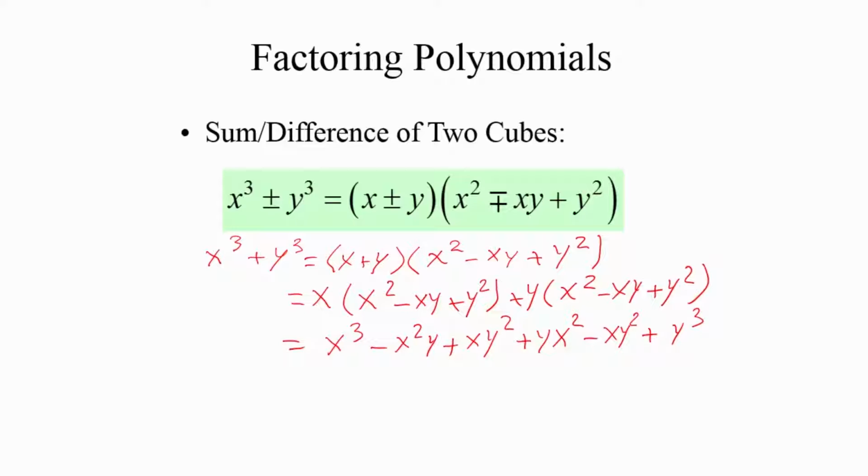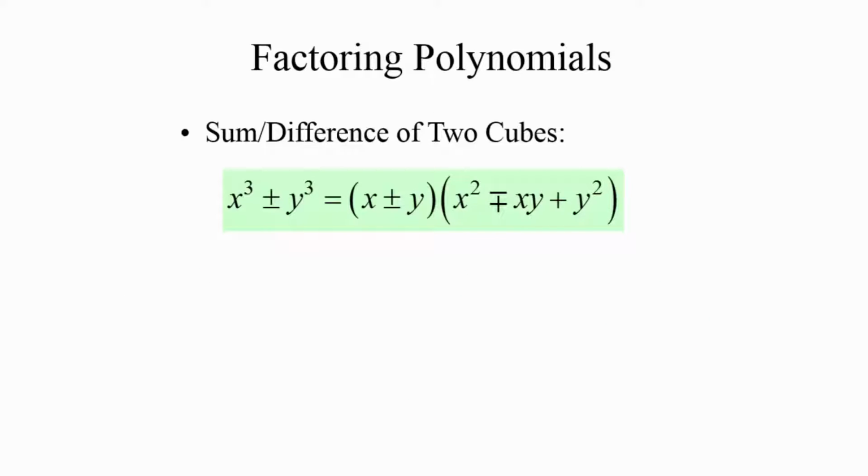So let's see. I have minus x squared times y. I have plus x squared times y. So this one and this one will cancel. I have plus xy squared. I have minus xy squared. This one and this one will cancel. Therefore, what do I have left? X to the third plus y to the third. Right? That's kind of proof of the way you factor out the summation of two cubes. See what they have after this.